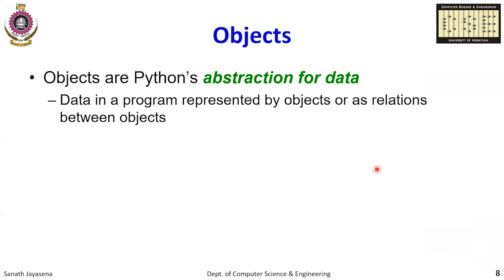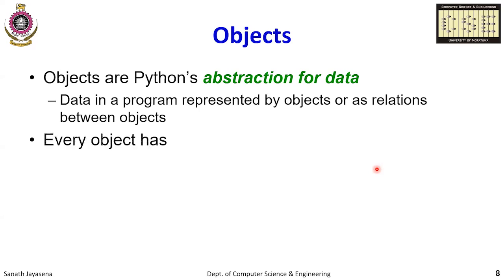Take a data instance: if you have the integer number 5, we can say 5 is an integer object whose value is 5, right? And if you have a string whose contents are, let's say, Morotua, we can say there is a string object whose value is Morotua, right? So those are some examples. Objects are Python's abstraction for data, how you represent data in our programs.